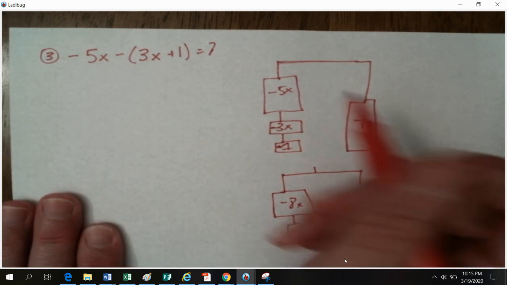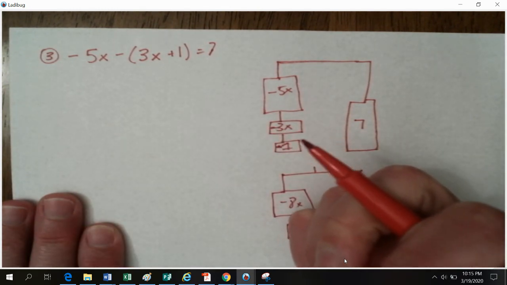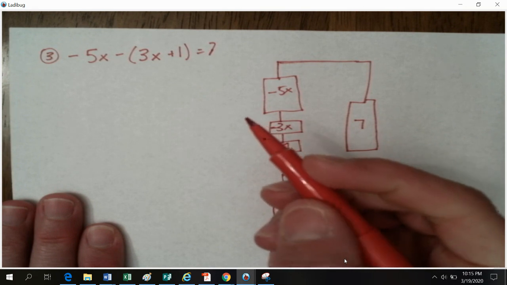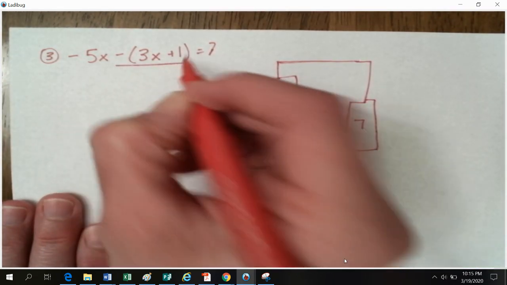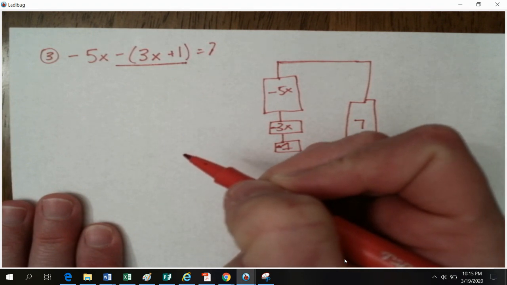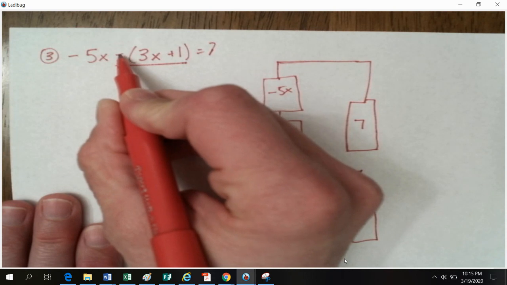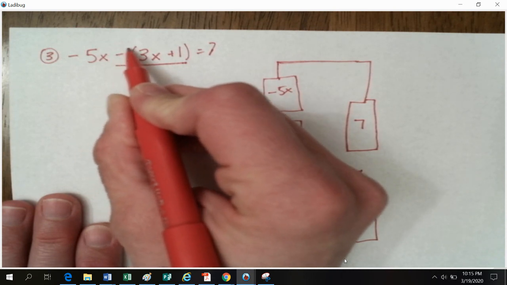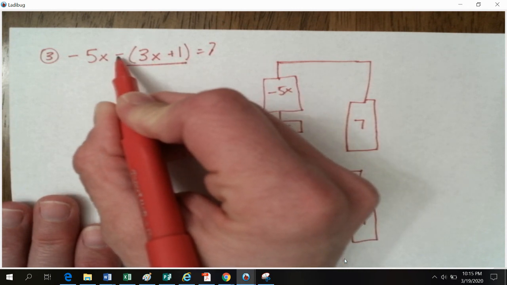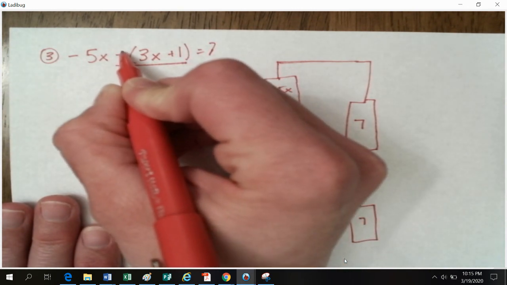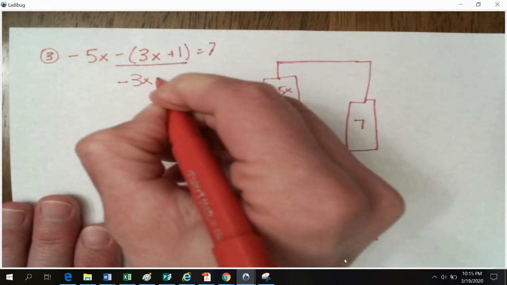All right, so when we solve these multi-step equations, we also need to follow the order of operations. So it looks like I have some multiplication that I need to take care of. This means the opposite of one group of 3x plus 1. So I know there's not a 1 there, but really we're multiplying negative 1 times 3x, negative 1 times positive 1. Or taking the opposite of 3x, which is negative 3x, and the opposite of 1, which is negative 1.